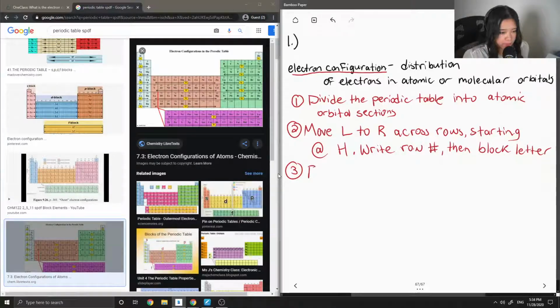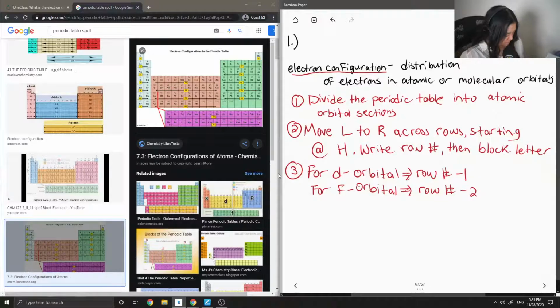Step 3 just says that when you get to the D part of the periodic table, so for the D orbitals, the D block, the row number will be -1. And similarly for the F block orbitals, it's the row number -2. So let me write down the example for carbon.